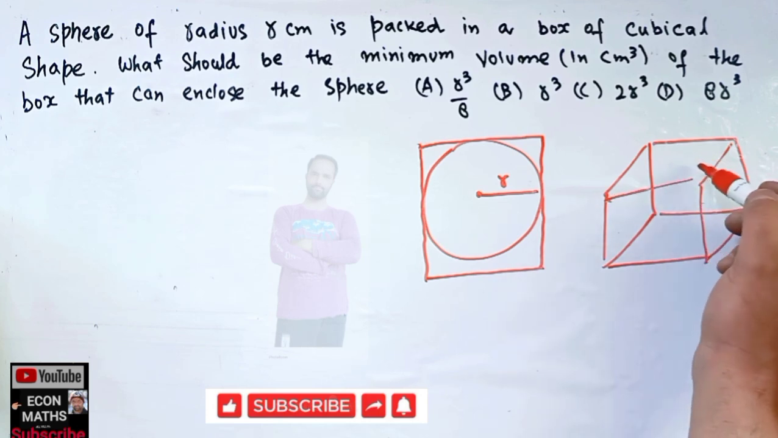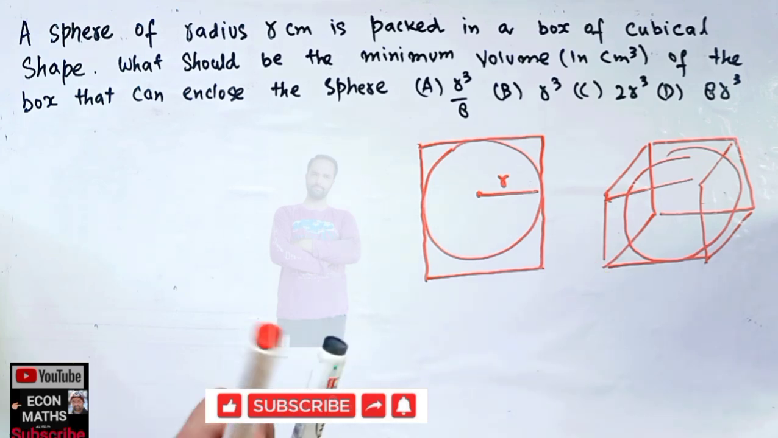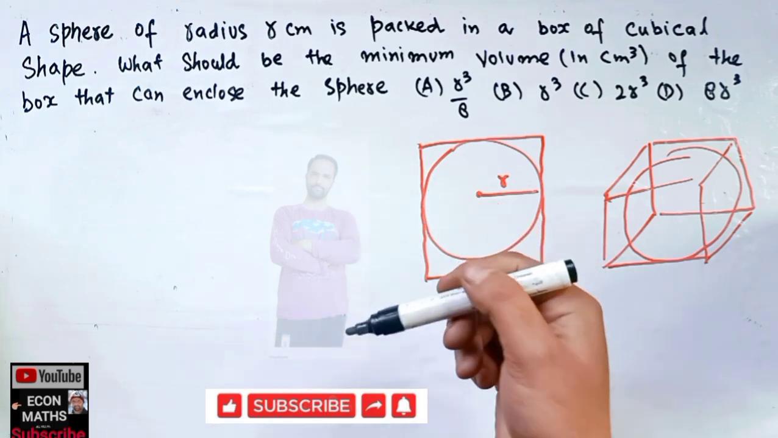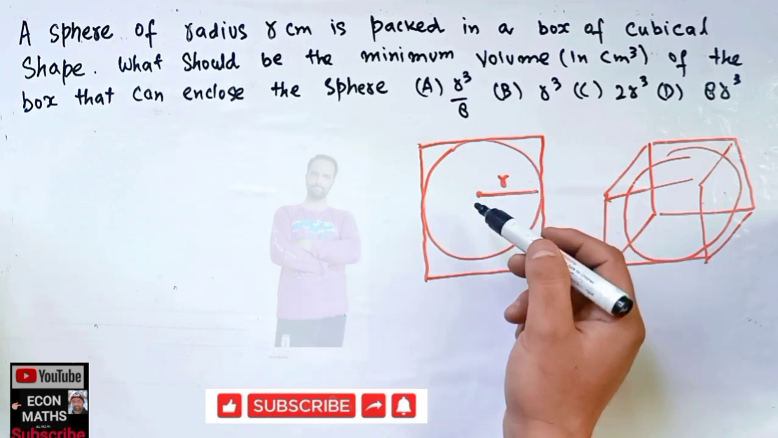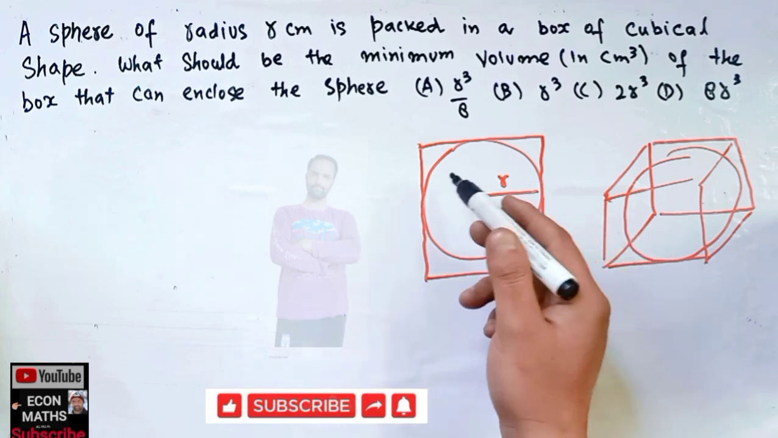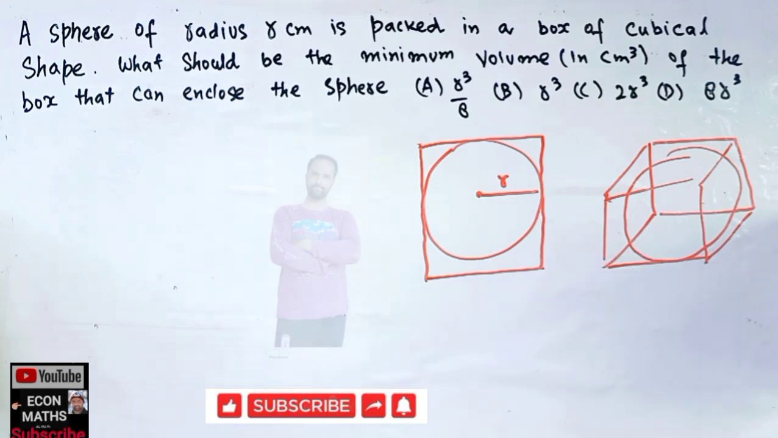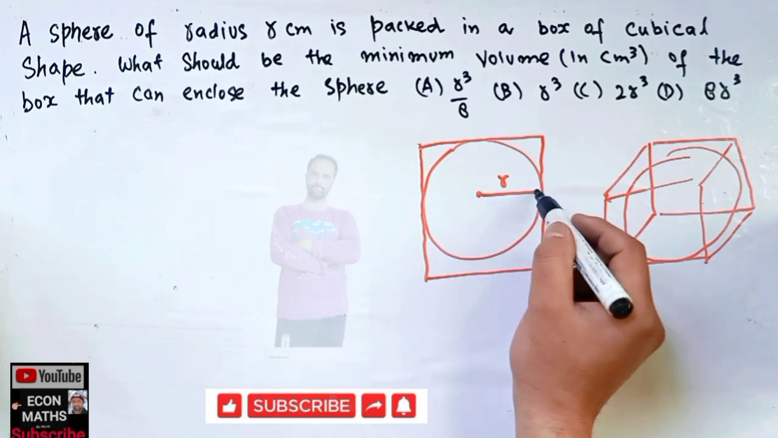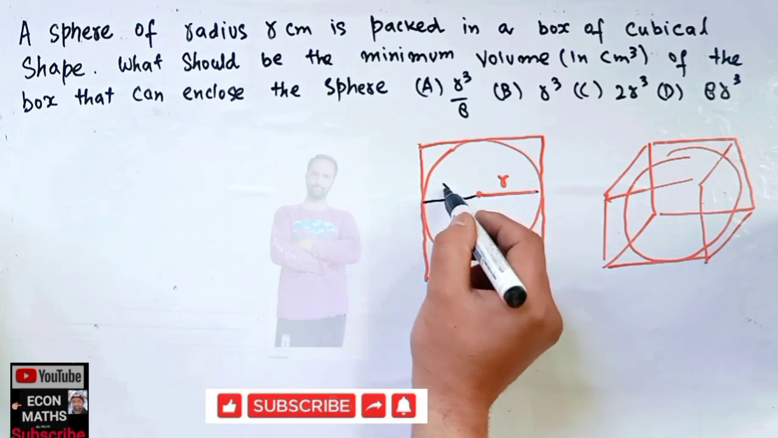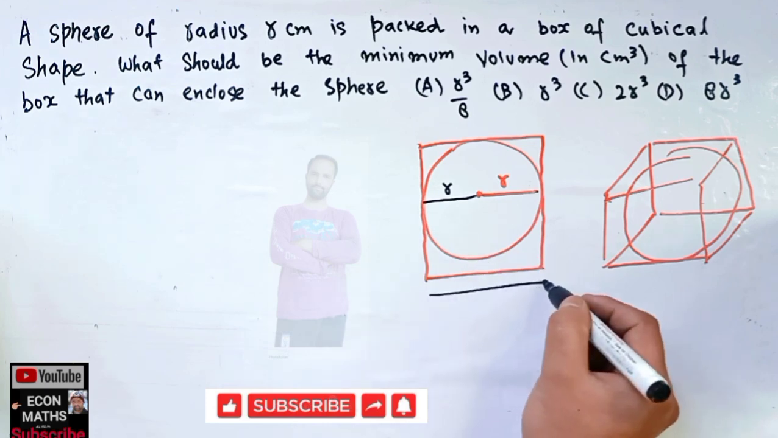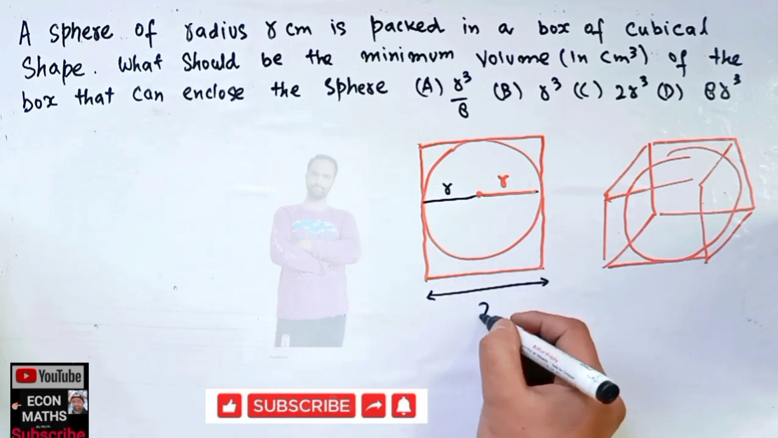In this we have to place a sphere. So I'm just giving the top angle here. Now we need to find out the minimum volume of this cubical box in which we can put this sphere of radius r. So if r is the radius here, then what will be the length of the cubical box? So we have here r again. So this will be the length and it will be twice r. Total length will be 2r.